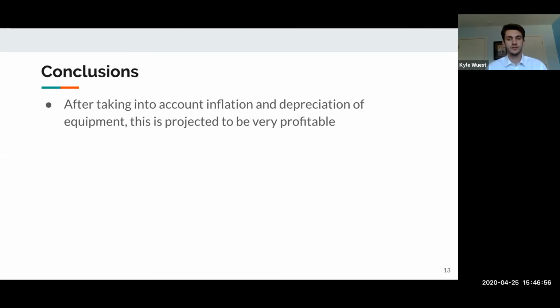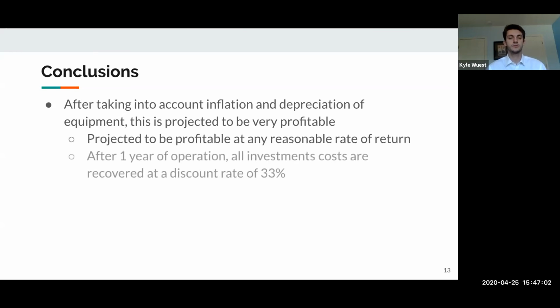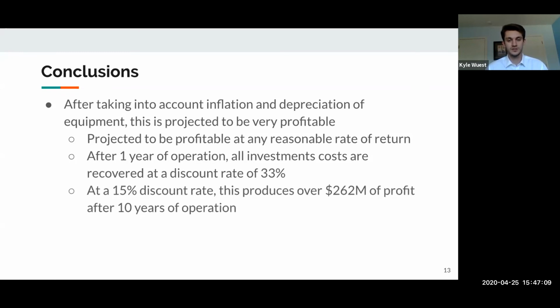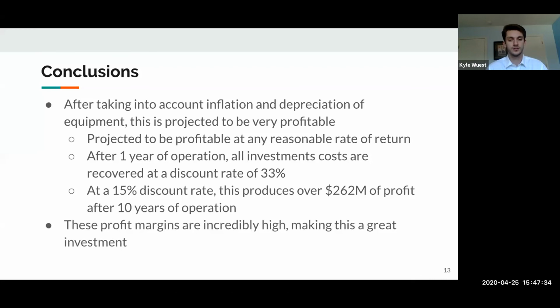So after taking into account inflation and depreciation of equipment, this system is projected to be very profitable. It's projected to be profitable at nearly any reasonable rate of return. Just to give you an idea, after 1 year of operation, all investment costs are recovered at a discount rate of 33%, which is very high. So looking at a pretty standard discount rate of 15%, the system produces over $262 million of profit over 10 years of operation. So since these profit margins are incredibly high, it makes this system a great investment.